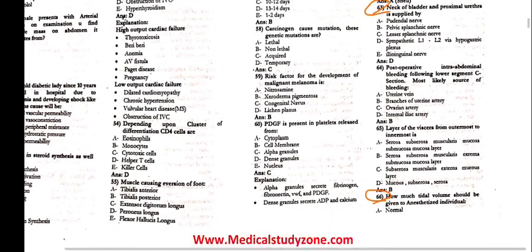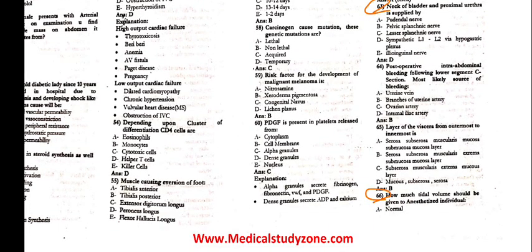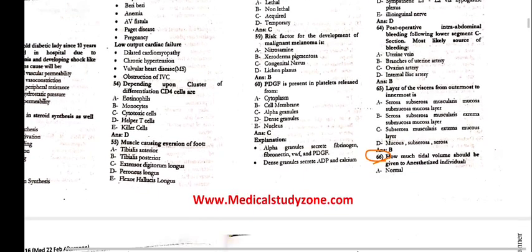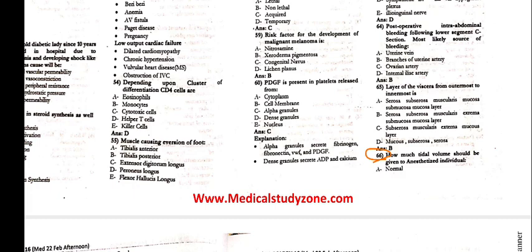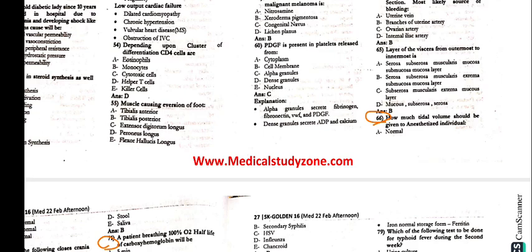64, the post-op intra-abdominal bleeding following the lower C section. Most likely source of the bleeding would be the branch of the uterine artery. 65, the layers of the viscera from the outermost to the innermost, it is option B: serosa, subserosa, muscularis externa, submucosa, and the mucosa layer.